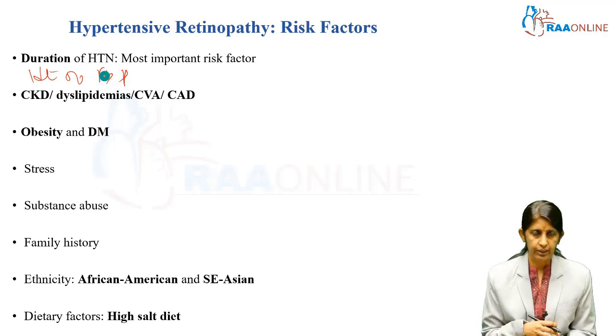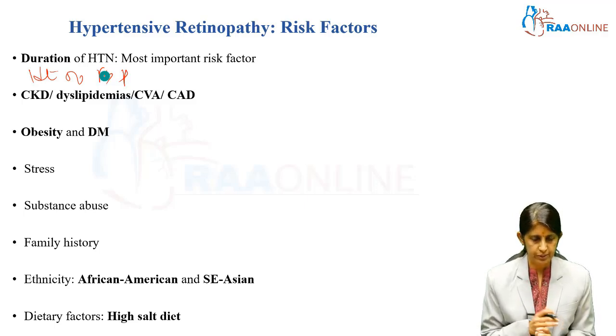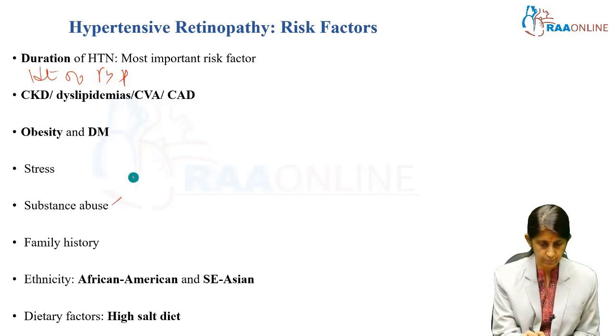Apart from this, it is important to note that chronic kidney disease, dyslipidemias, cerebrovascular accidents and coronary artery diseases can all predispose to worsening of BP. Obesity and diabetes mellitus are specifically associated with hypertension. Stress is a definite cause of increased BP. Substance abuse, especially alcohol, especially tobacco. Tobacco is more common than alcohol.